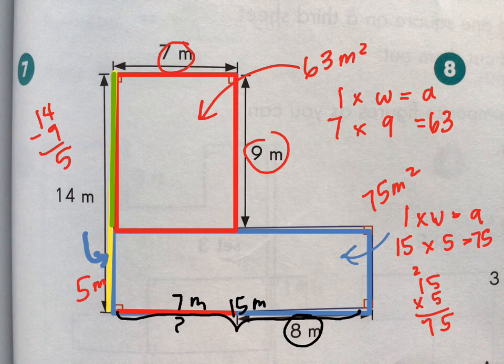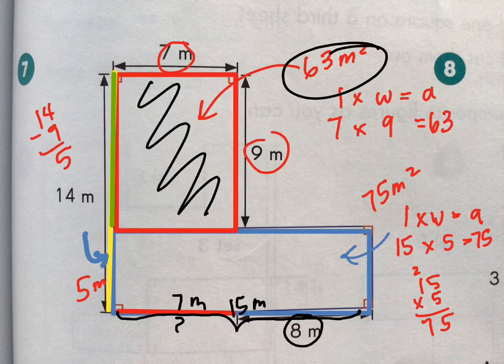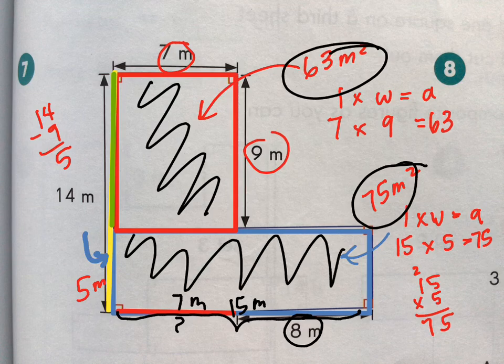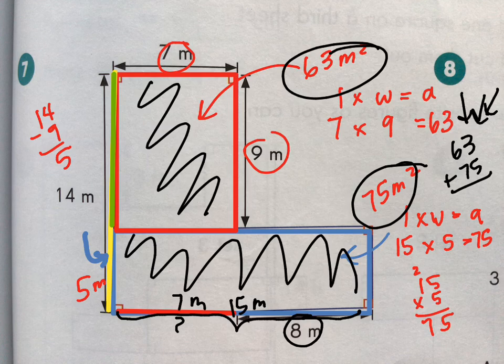Now, we're not done because we have the red rectangle's area, this space in here, and the blue rectangle's area. In order to find the composite figure's area, we need to add those two together, right? Those spaces together. So 63 plus 75. My thinking's not very organized. I'm over here if you are lost. 3 plus 5 is 8. 7 plus 6 is 13. So the area of this composite figure would be 138 meters squared.